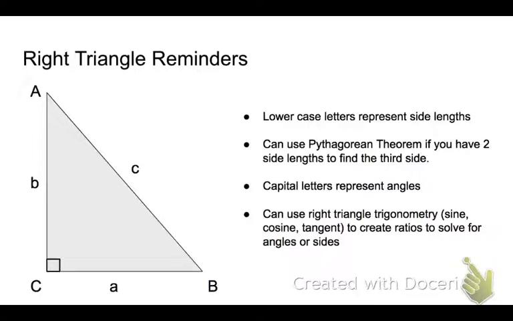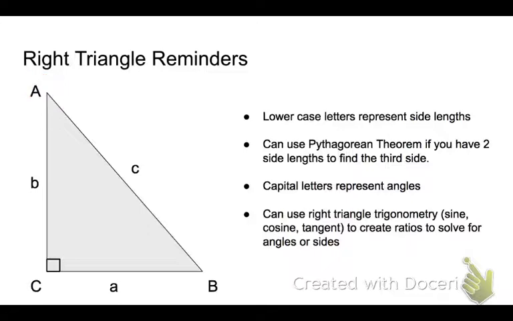Also, capital letters are used to represent angles. And we can also use our right triangle trigonometry, aka sine, cosine, and tangent, to create ratios to solve for angles or side lengths. I'd also like to point out that the capital angle is located opposite or across from its lowercase side length.